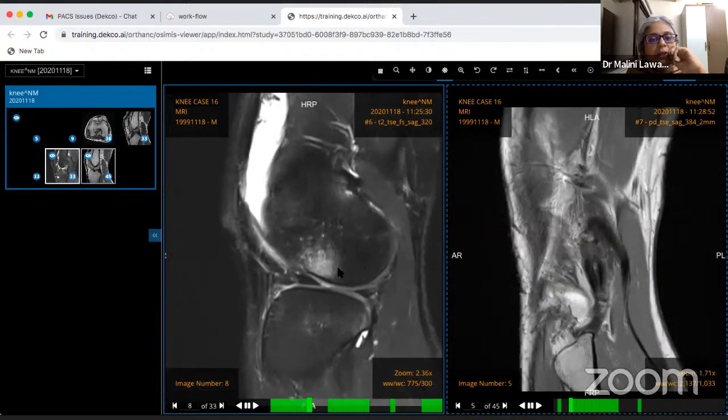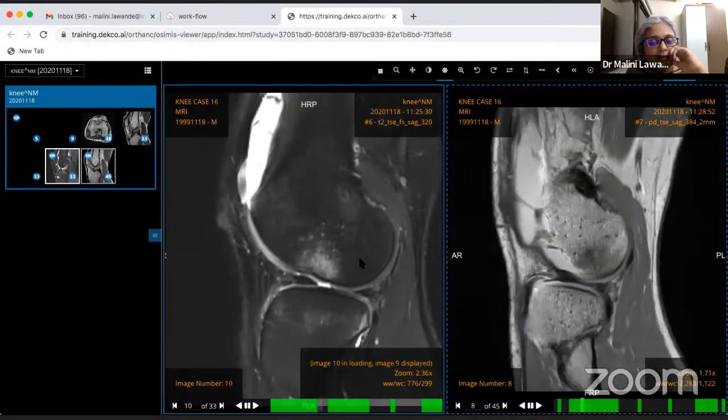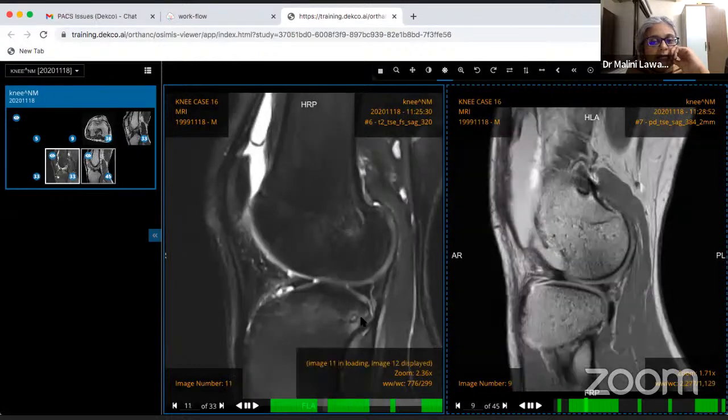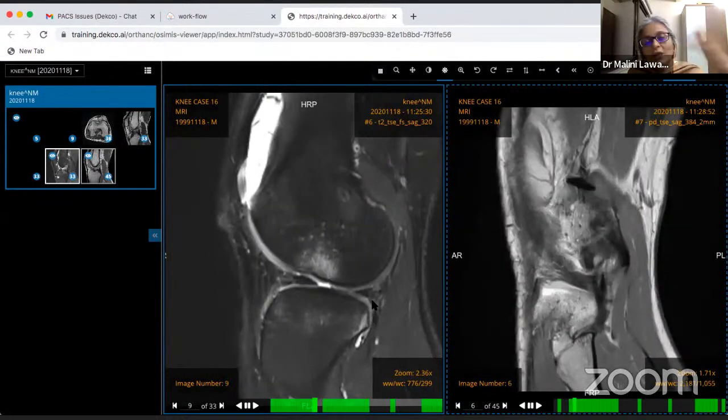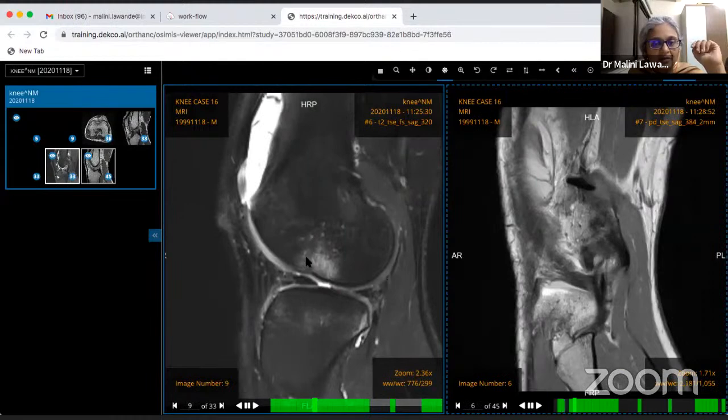So we start looking at this sequence, and the very first thing I see is marrow edema out here in the anterior lateral femoral condyle, as well as in the posterior lateral tibial plateau. So that's straight off the bat telling me that I need to look for the ACL. There is something probably wrong with this ACL in this patient with this marrow edema in this typical pattern.